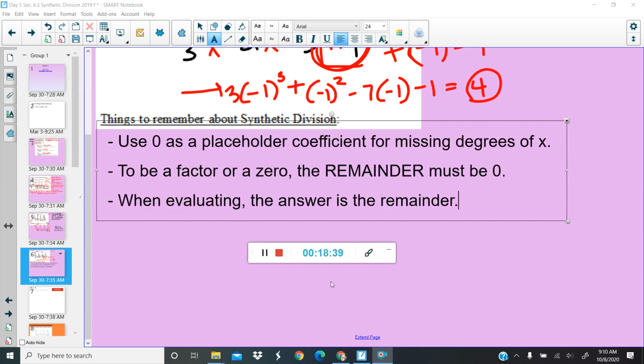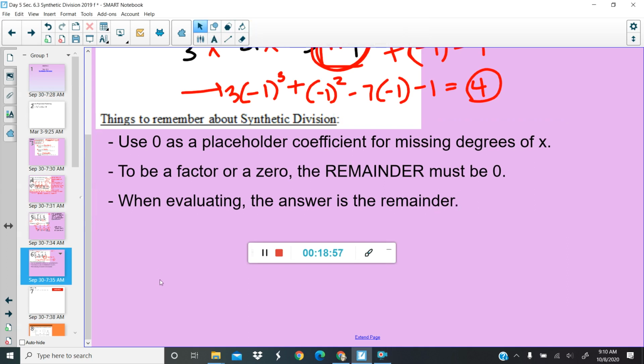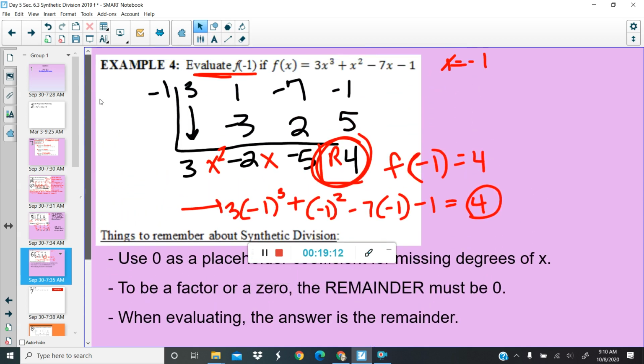So what we ended up with is whenever you're writing down your coefficients and you're missing a degree of x, so like if it jumped from x cubed to a regular x or x squared to a constant and it didn't have that degree of x in there, then you're going to want to use 0 as a placeholder coefficient in that scenario. Our next note is to be a factor or a 0 of the polynomial, the remainder must be 0. And then our last note is when you're evaluating these, the answer is the remainder. So that's referring to what we did up here. We were evaluating for f of -1. So when x is -1 in this equation, our answer was the remainder.